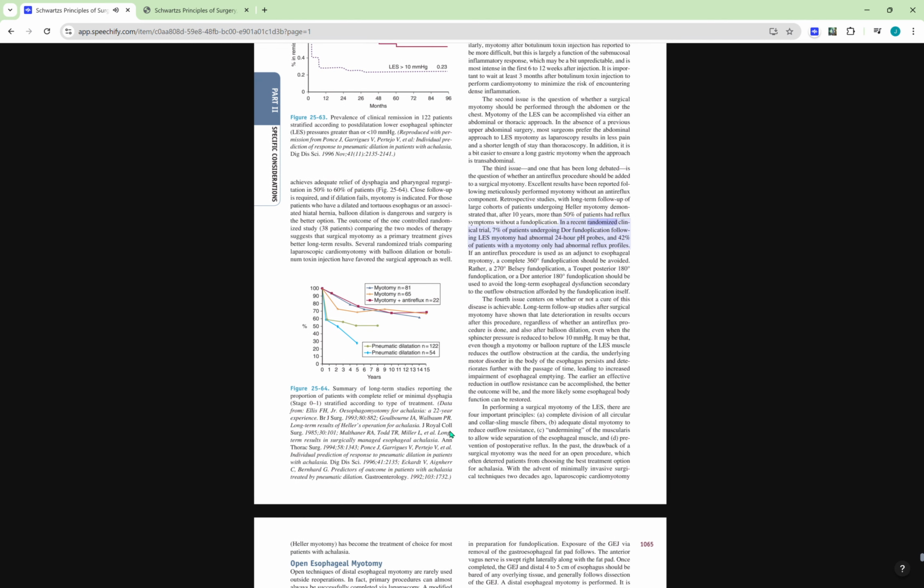In a recent randomized clinical trial, 7% of patients undergoing Dor fundoplication following LES myotomy had abnormal 24-hour pH probes, and 42% of patients with a myotomy only had abnormal reflux profiles.